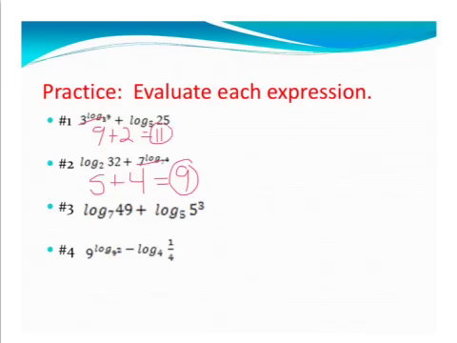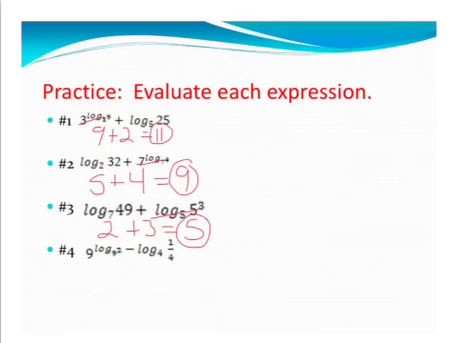All right, number 3. We have log base 7 of 49. That's going to be 2 because 7 squared is 49. And then we have log base 5 of 5 raised to the 3rd power. Well, the log base 5 of 5 cancels, and I'm left with 3. So I end up with 5 for my answer. This last one's a little bit trickier. Feel free to pause it and try it on your own, and I'll go through it.